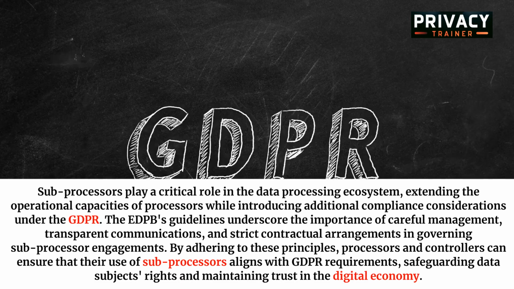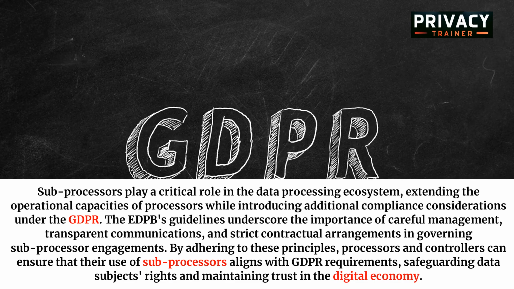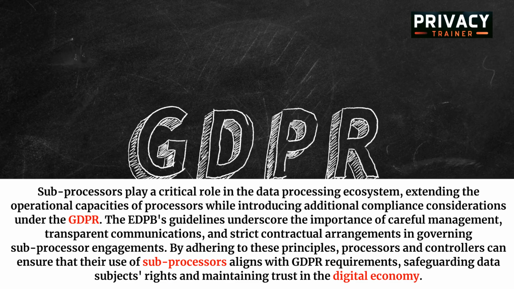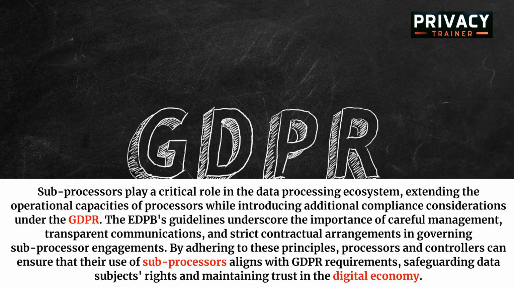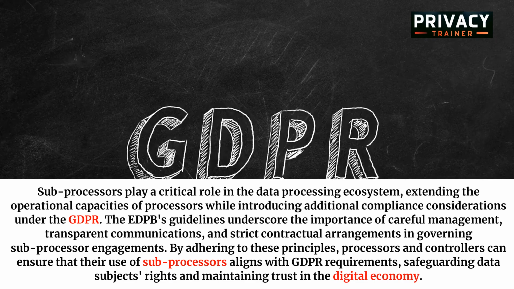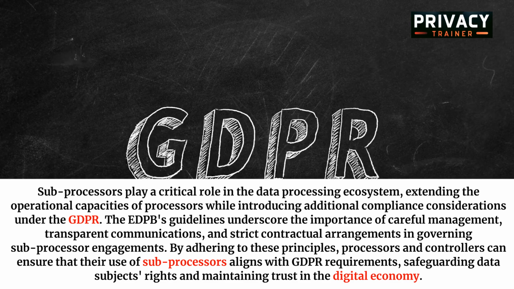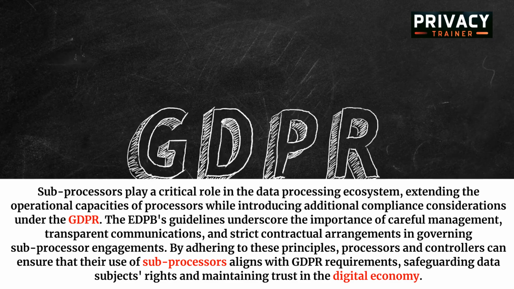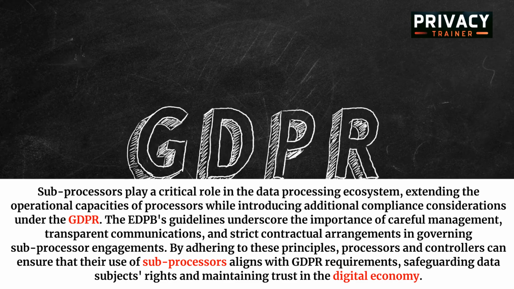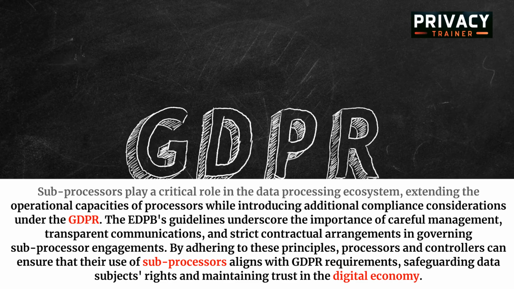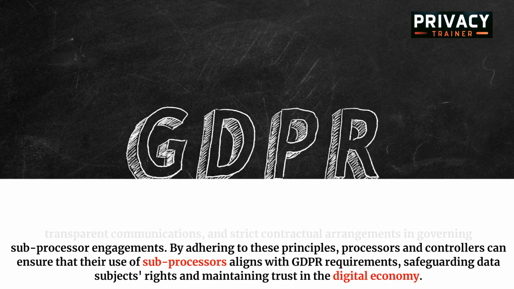Conclusion. Sub-processors play a critical role in the data processing ecosystem, extending the operational capacities of processors while introducing additional compliance considerations under the GDPR. The EDPB's guidelines underscore the importance of careful management, transparent communications, and strict contractual arrangements in governing sub-processor engagements. By adhering to these principles, processors and controllers can ensure that their use of sub-processors aligns with GDPR requirements, safeguarding data subjects' rights and maintaining trust in the digital economy.